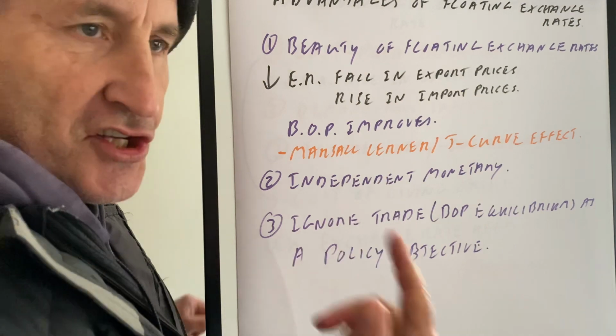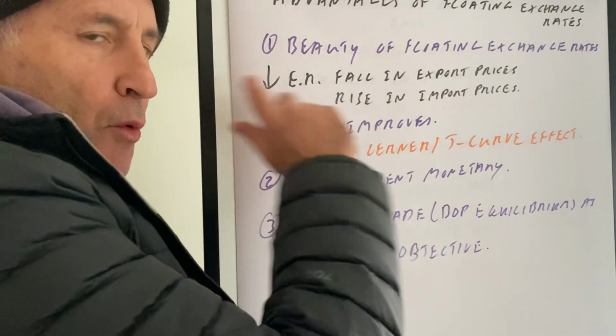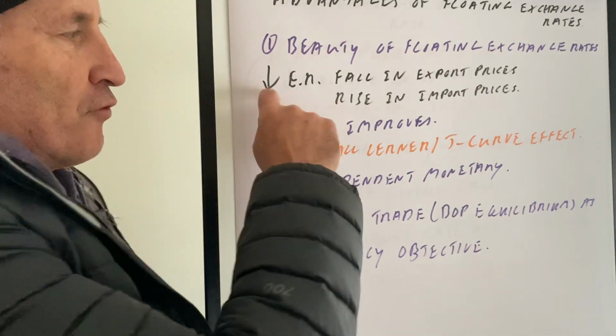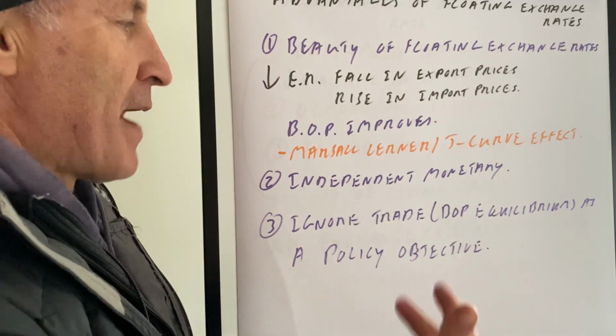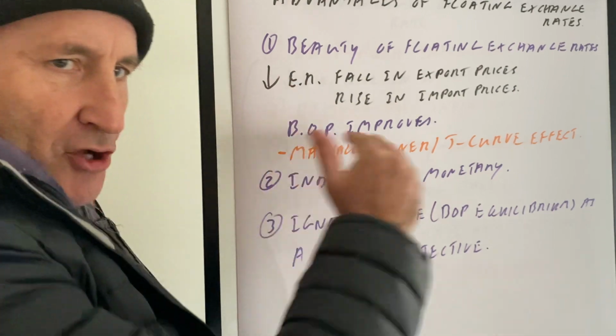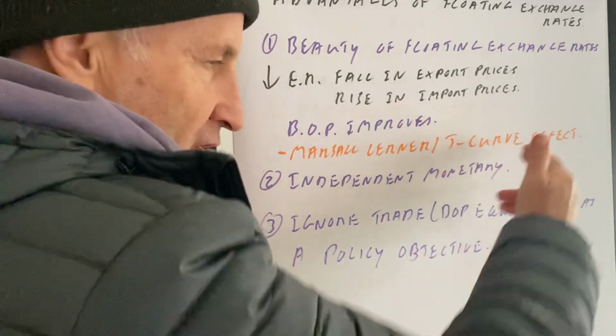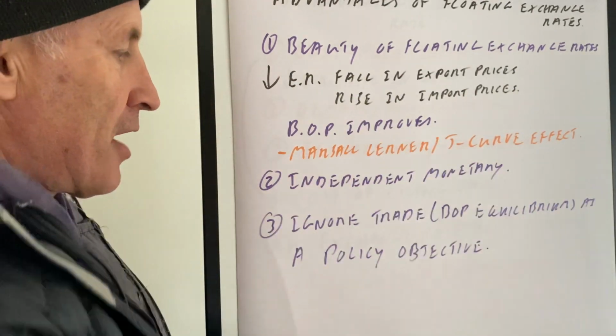Next up, advantages of a floating exchange rate. Number one, the beauty of floating exchange rates. Falling exchange rate, falling export prices, rising import prices. Therefore, the balance of payments will improve as long as the Marshall-Lerner condition holds and the J-curve effect, but you would have done that in the previous video.